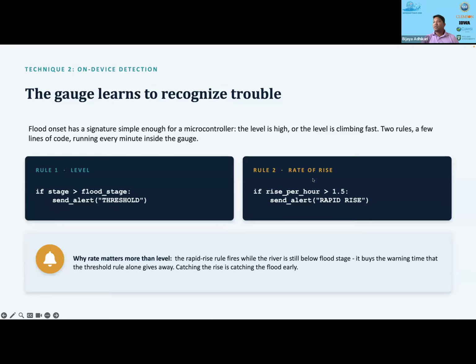Or monitor the rate of rise. Take the differences over two consecutive readings, or readings that are a few minutes apart, and then check if that difference is greater than some predefined threshold. Send an alert. I think for flash floods, the rate probably matters more than the level. The rapid-rise rule fires while the river is still below the flood level, and it can be thought of as an early signal.